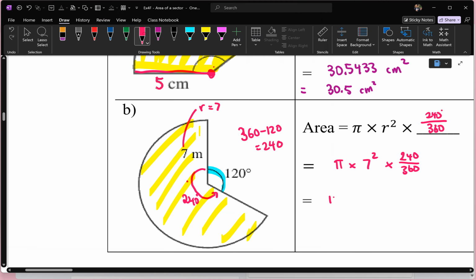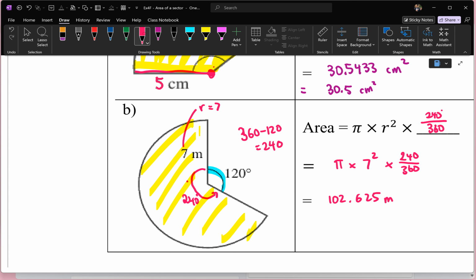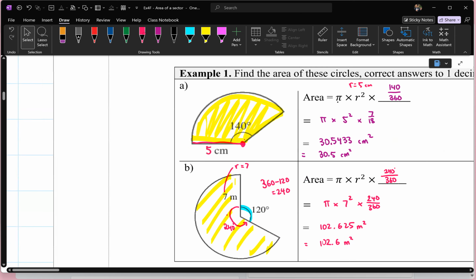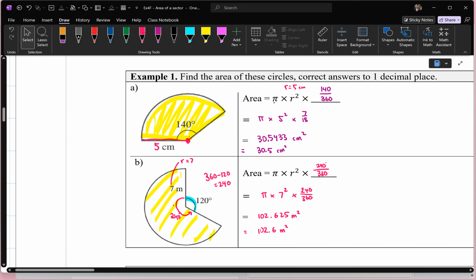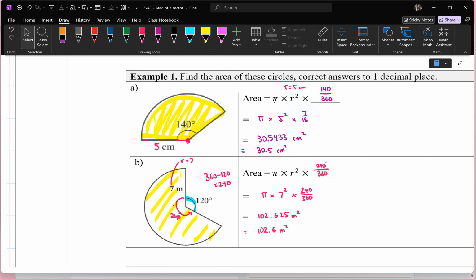So 102.625. Don't forget the units. It's in meters, so squared meters. And rounding to one decimal place makes it 102.6 squared meters. Okay, so that's what today's exercise is to work on, finding area of sectors. And sectors just simply mean a portion of a circle, or partial area of a circle.